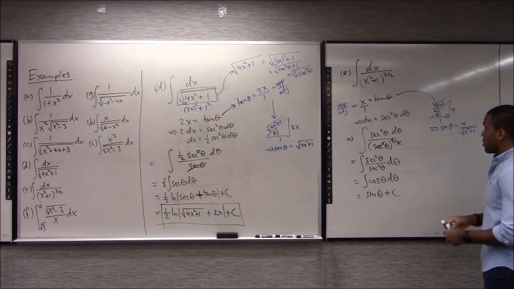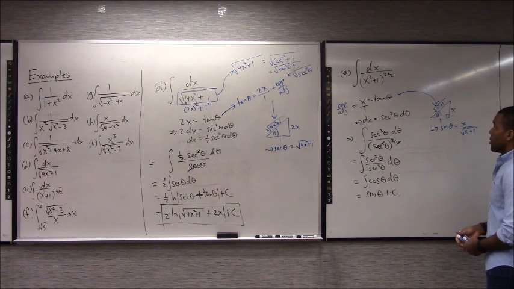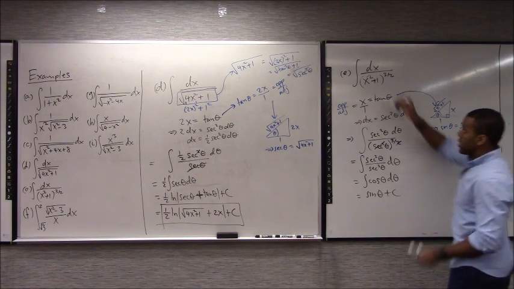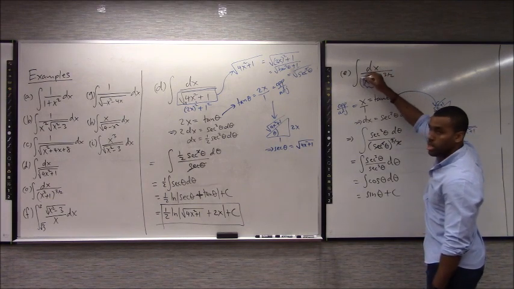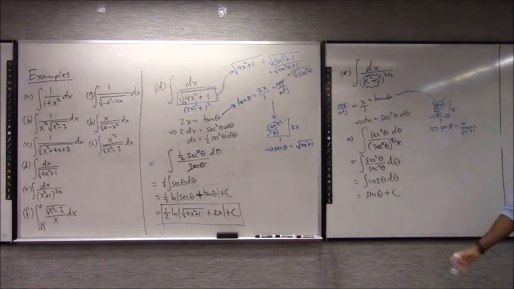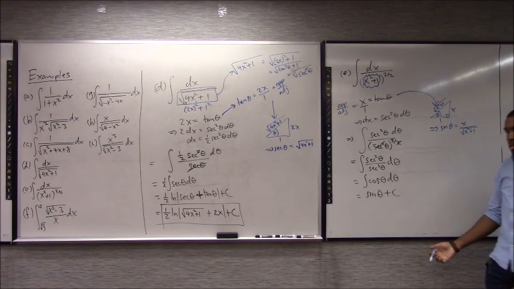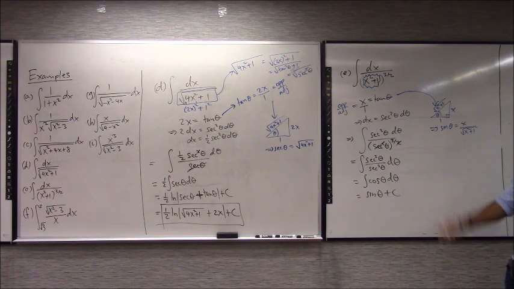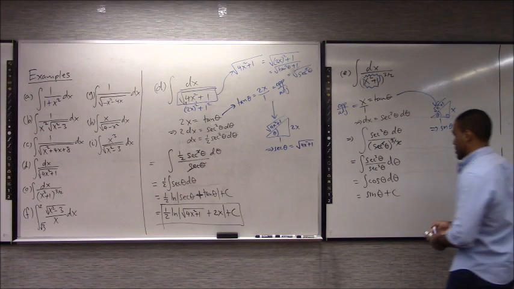Is it always going to end up as the missing side? Yes, it's going to look like the x squared plus a squared, or the x squared minus a squared, or the a squared minus x squared, yes, with a radical. So yes.